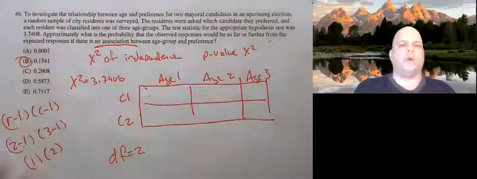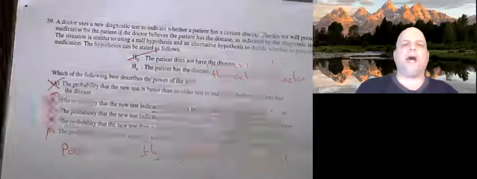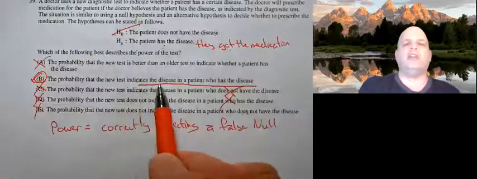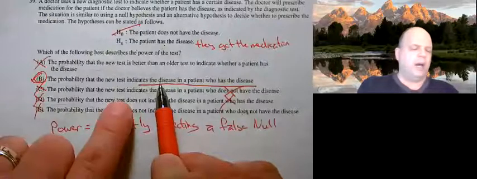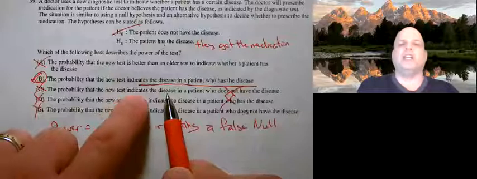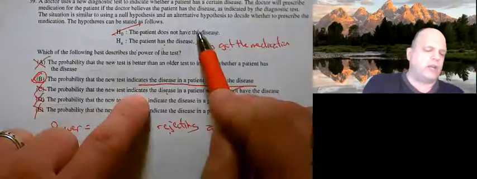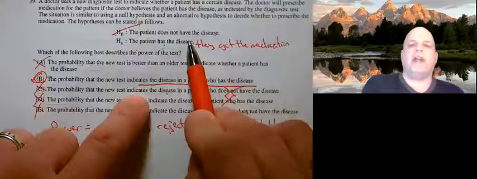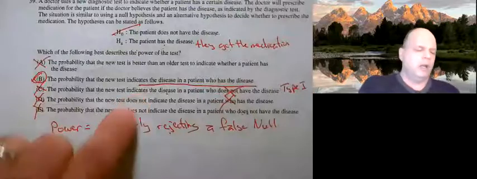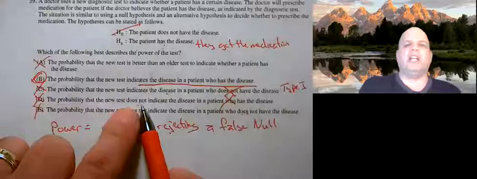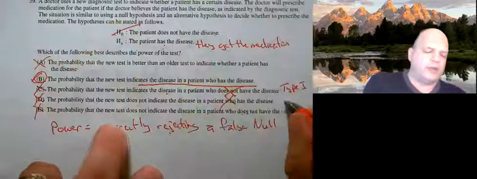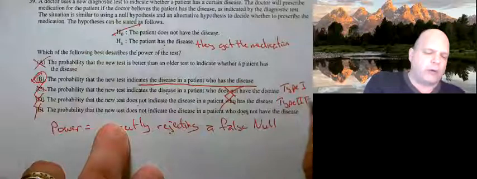All right, I'm going to do one quick thing real quickly. I'm going to look back at number 39. We said power of the test was correctly rejecting a false null. Let's look at a couple of these others. The probability that a new test indicates the disease in a patient who has the disease, that's doing the correct thing. Looking at C, the probability the new test indicates the disease in a person who does not. So I rejected the null and believed the patient has the disease, but it was an error. So this would be a type 1 error. Over here, the probability the new test does not indicate the disease in a patient who does have the disease. So the alternative is true, but I failed to reject. If I failed to reject, this would be a type 2 error.